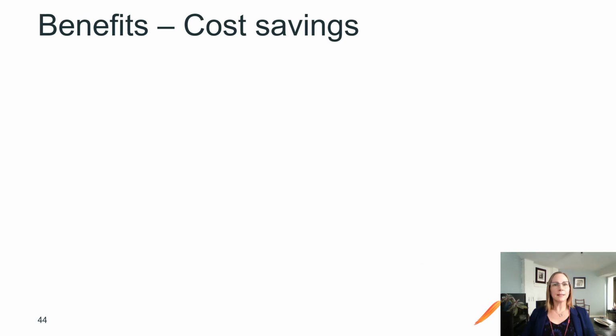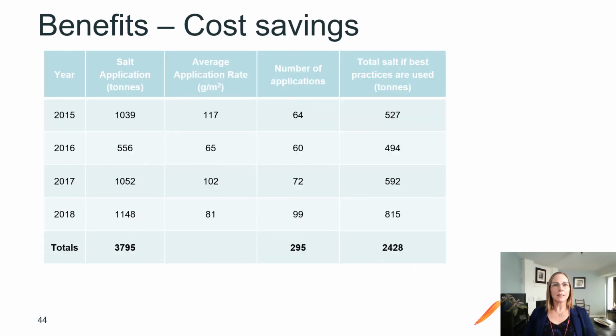So finally, I'd just like to look at some of the benefits of implementing these guidelines and working to reduce the amount of salt that we apply. This chart demonstrates the potential cost savings from material costs alone for one large commercial property that we studied over a 4-year period, if they applied the industry recommended rates of 58 grams per meter squared instead of the 90 grams per meter squared that they were using.